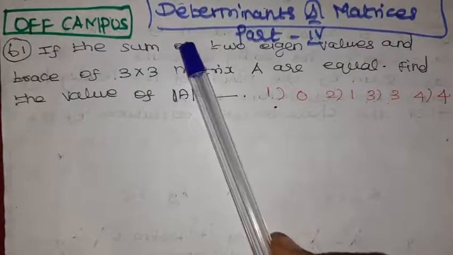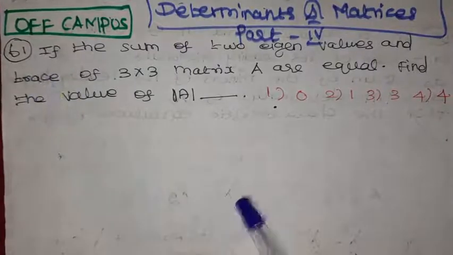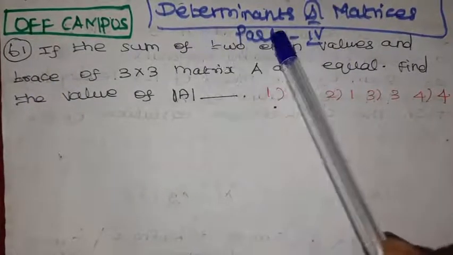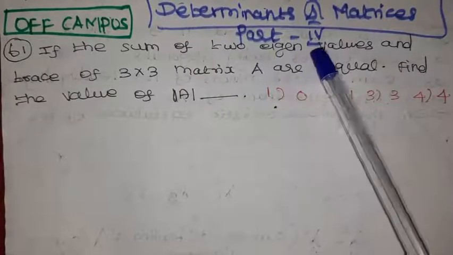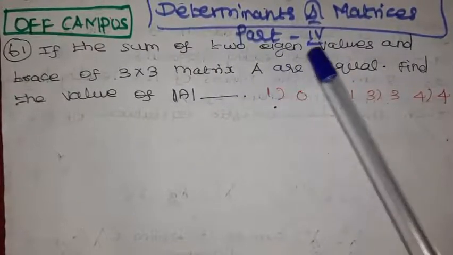In this video, we are going to solve problems number 61 to 80. This is part 4 in determinants and matrices. If you haven't seen the videos up to part 3 yet, kindly check the playlist.